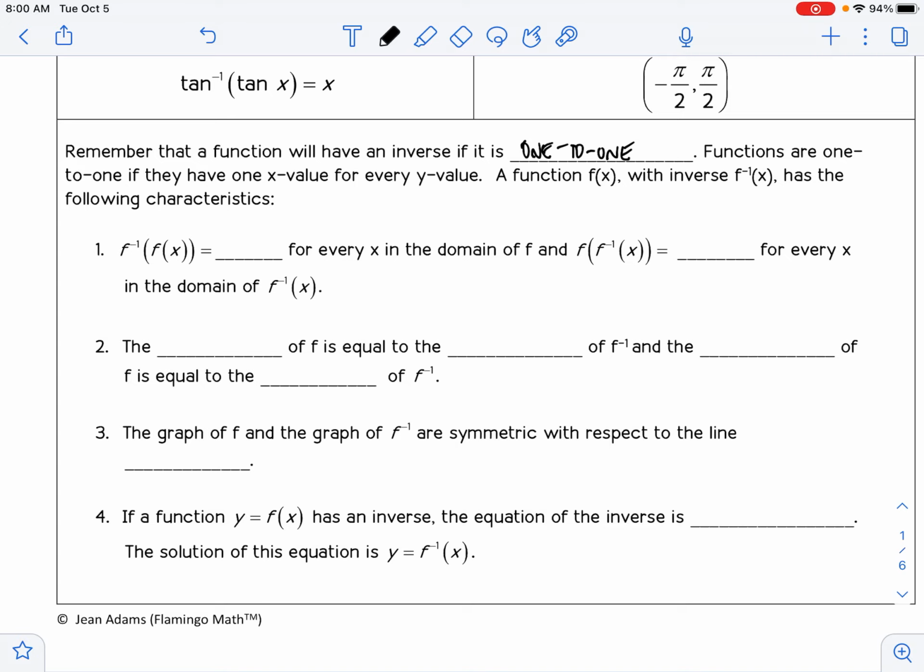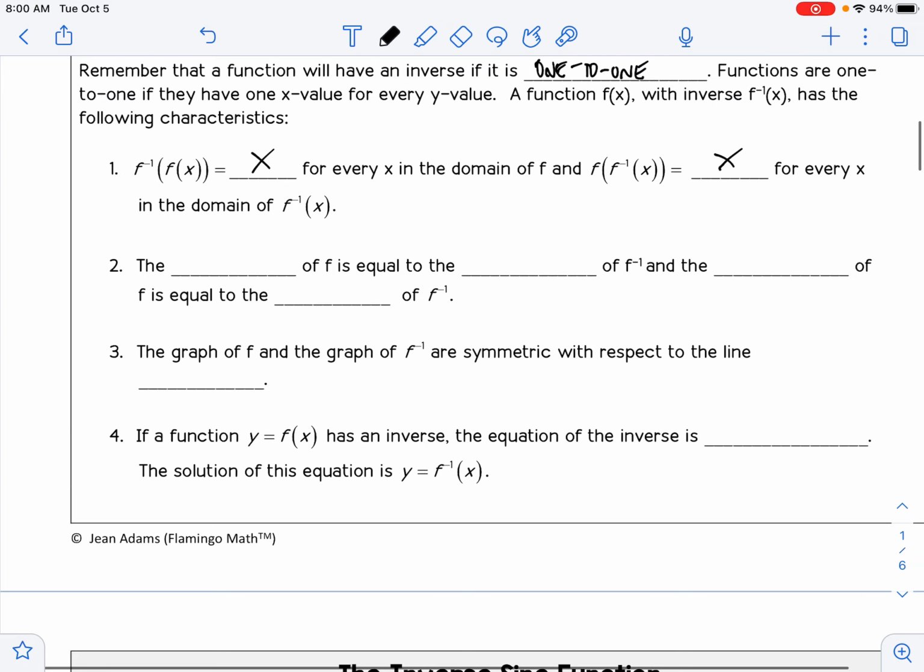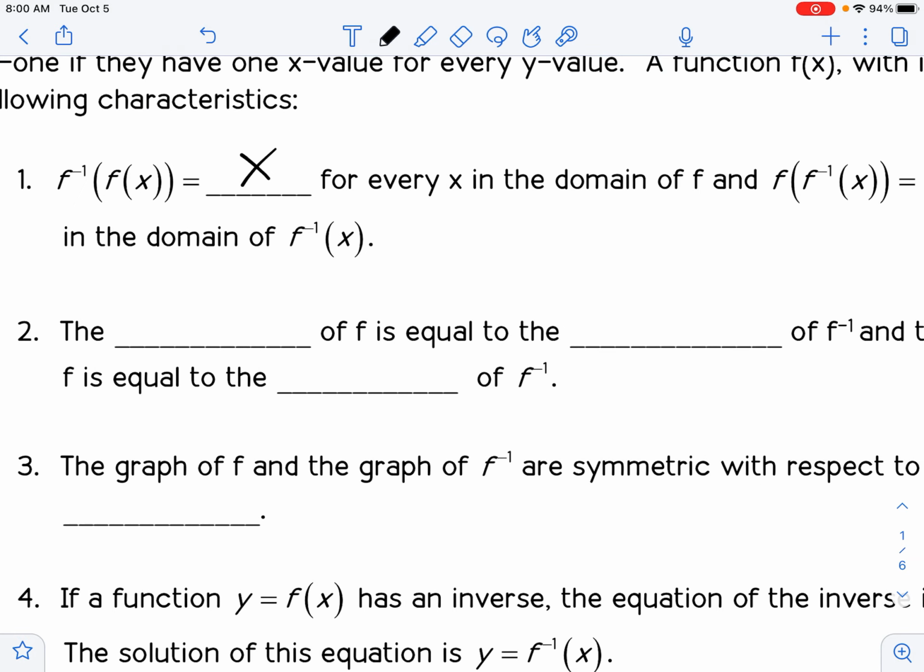If we're evaluating the inverse of a function at x, then it's going to equal x, and the same thing is true if it's evaluating the function of the inverse. Basically, what that means is, like when you did inverses in algebra 2, if you plug 2 in for x and you got 3 for your answer, you should plug 3 into the equation for x and get 2 as your answer. So the domain of f is equal to the range of the inverse.